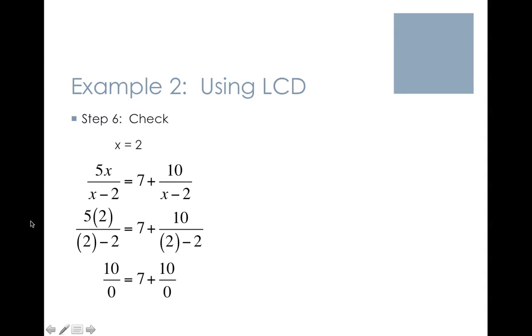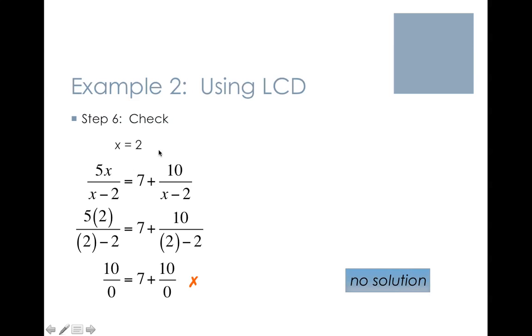Now, for my final step, I'm going to check x equal to 2 by putting it back into the original equation. And as you can see, when I do that, I end up with denominators of 0, which means I have undefined terms in my equation, and that's not going to be allowed. So since x equal to 2 is the only value I came up with, and 2 does not seem to work in my equation, my final answer is going to be that there's no solution.